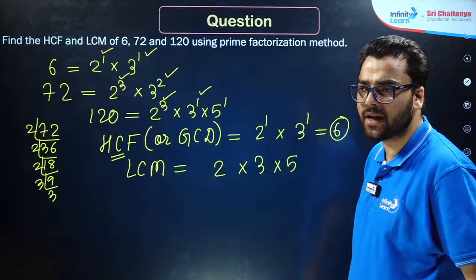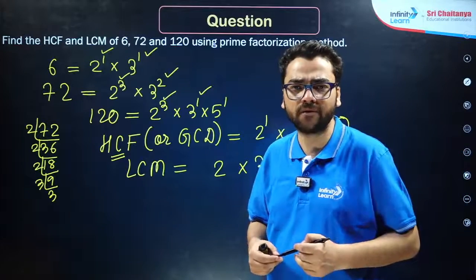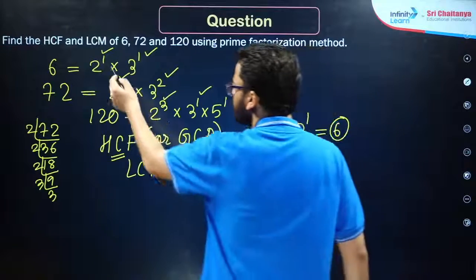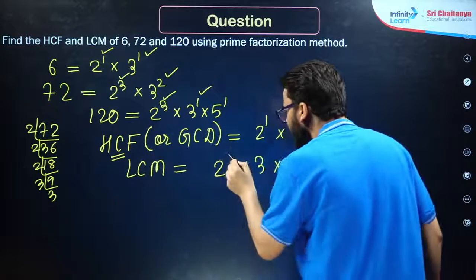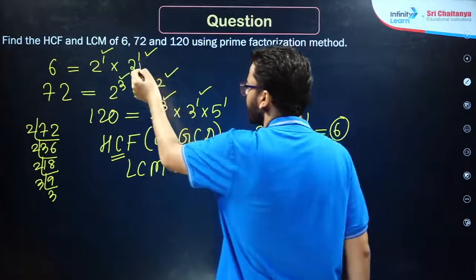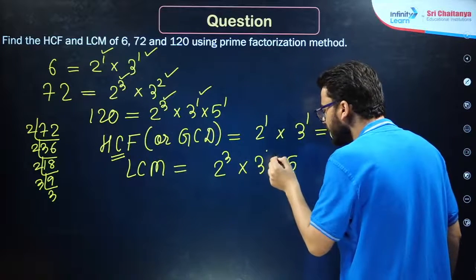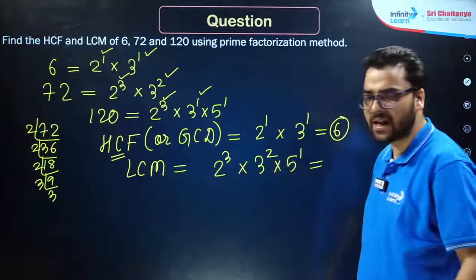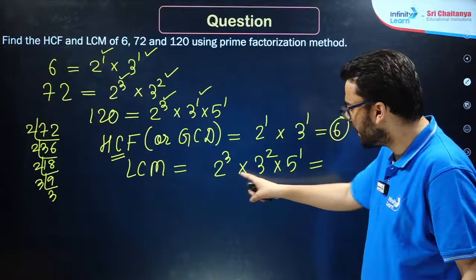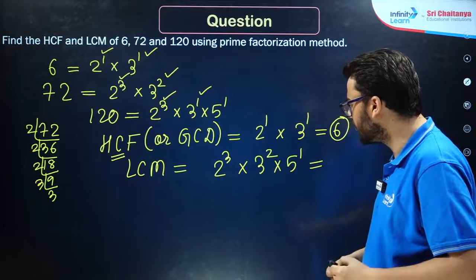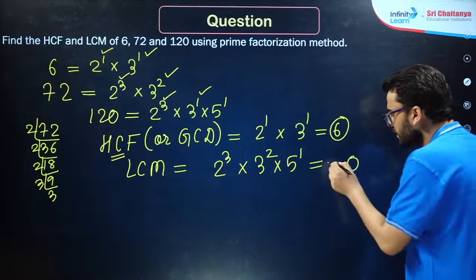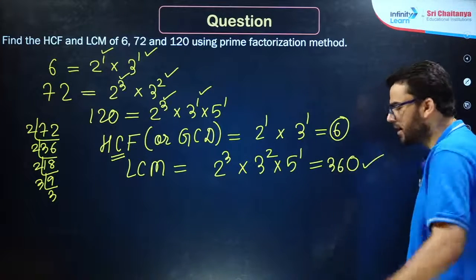And then you have to take the highest power of the prime factors. Right? Highest power of prime factor. So you see 1 and 3. So highest power of 2 is 3. Then 1 and 2. Highest power of 3 is 2. And then highest power of 5 is 1 only. So this is the LCM over here. So this is 8 9s are 72. 72 into 5 is 360. So the LCM over here is 360.